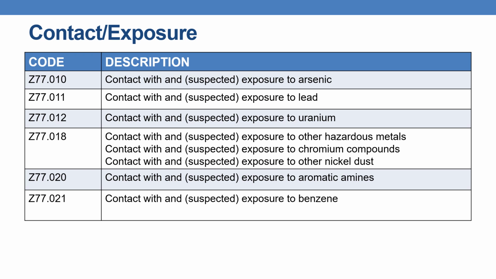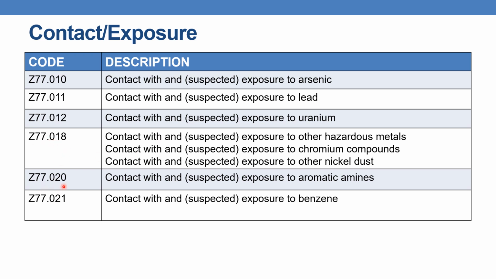Now coming to next category, that is Z77. The first code is Z77.010, contact with and suspected exposure to arsenic. The next is Z77.011, contact with and suspected exposure to lead. Next is Z77.012, contact with and suspected exposure to uranium. The next is Z77.018, contact with and suspected exposure to other hazardous materials or exposure to chromium compounds or exposure to other nickel dust. In all these cases, you need to code Z77.018.